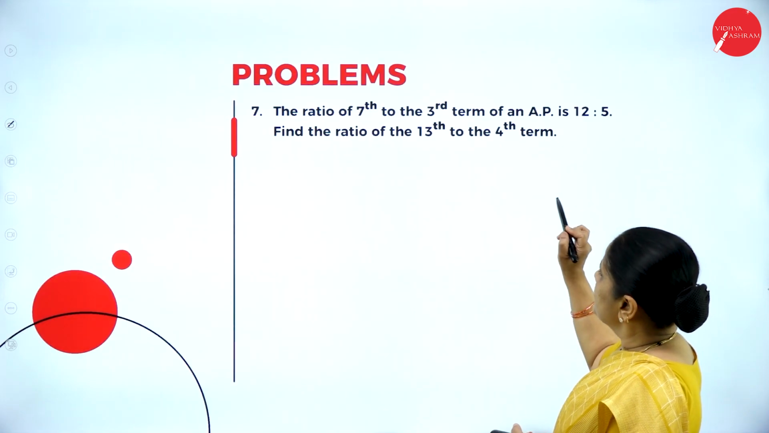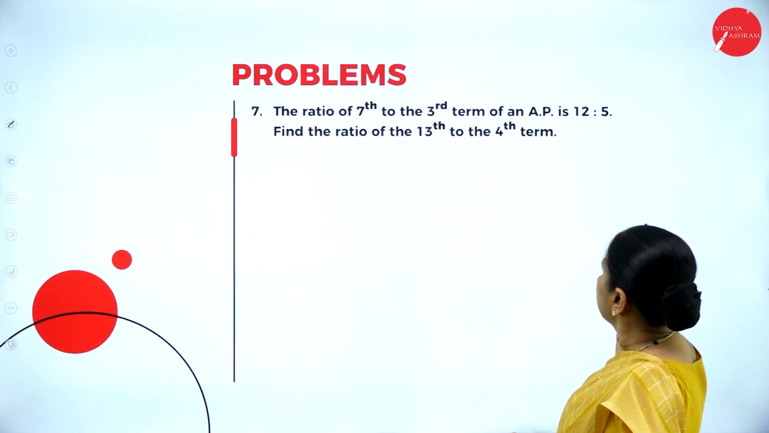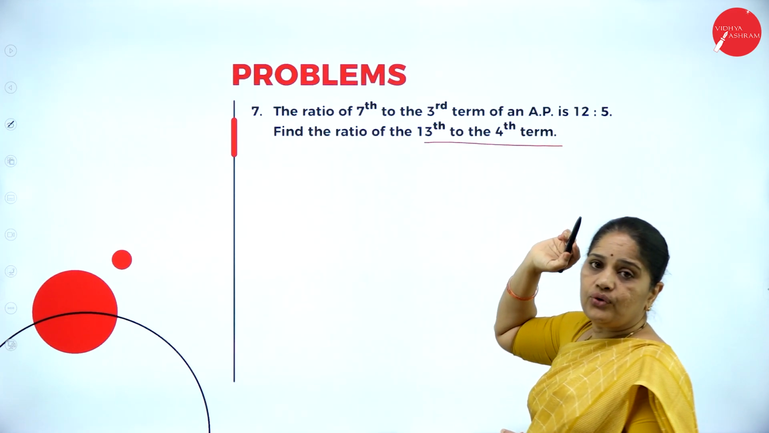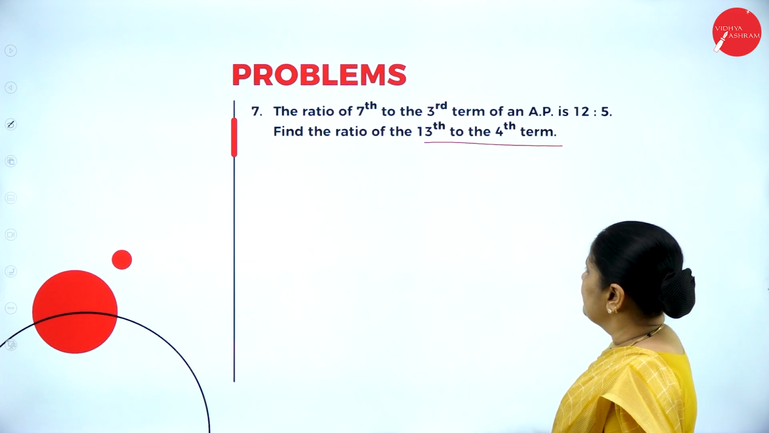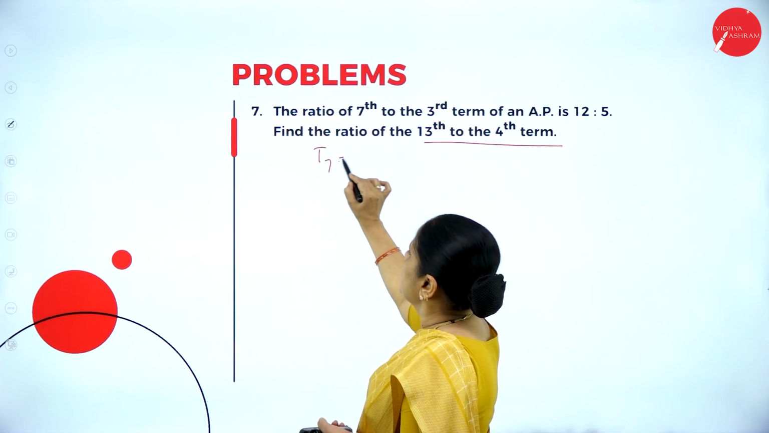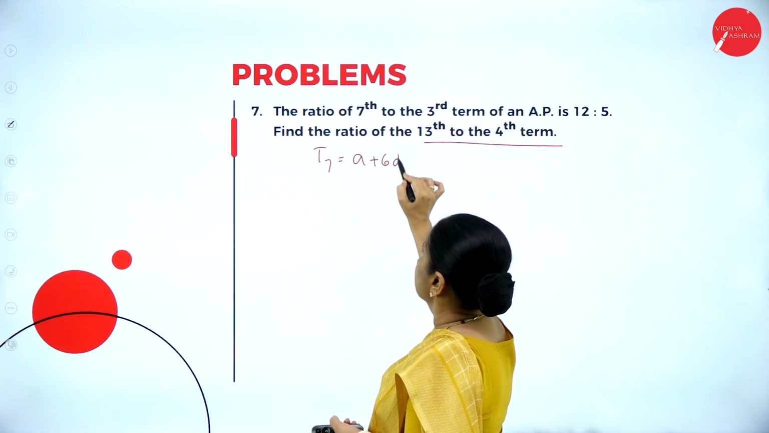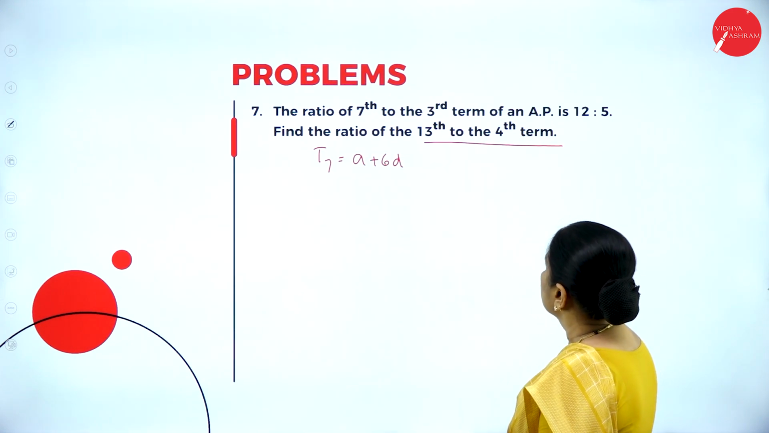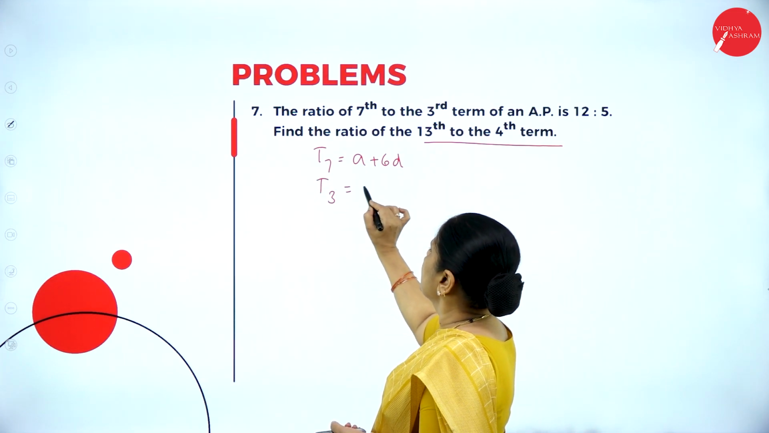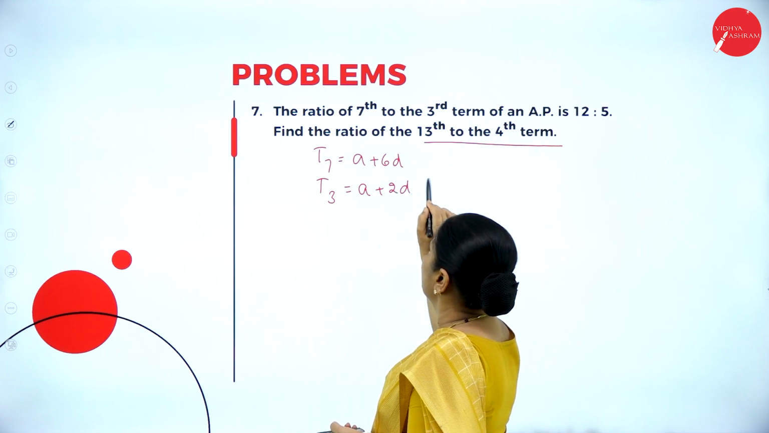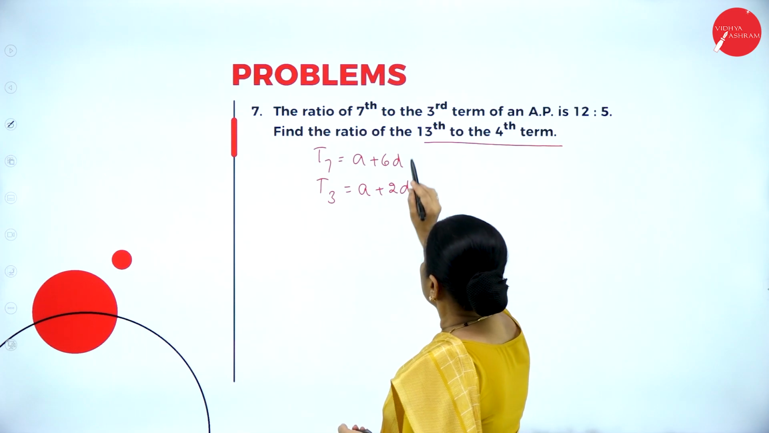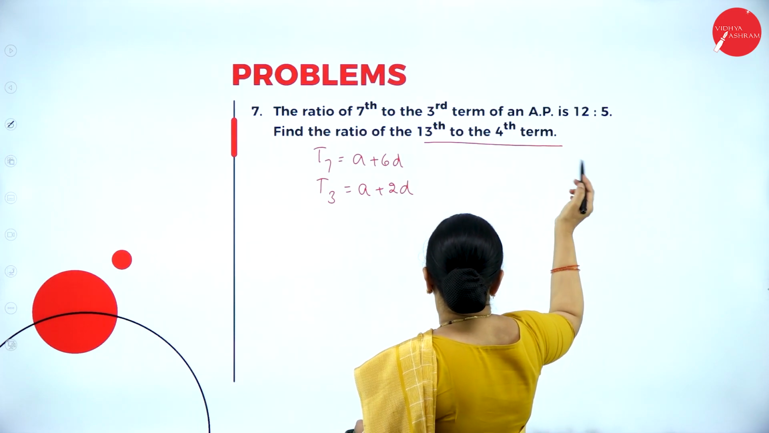Now, the ratio of the 7th to the 3rd term of an AP is 12:5. Find the ratio of the 13th to the 4th term. Now, what have they given? The ratio of the 7th term. Now, T7 equals A plus 6D. And they have also given the 3rd term. T3 equals A plus 2D. Right? Now, they have given the ratio of the 7th and the 3rd term is 12:5.